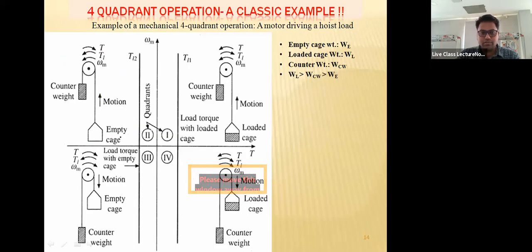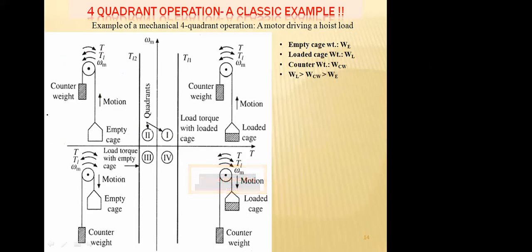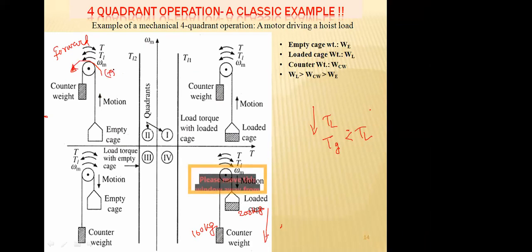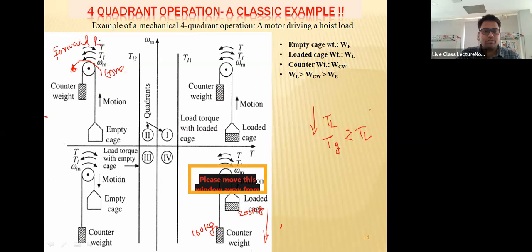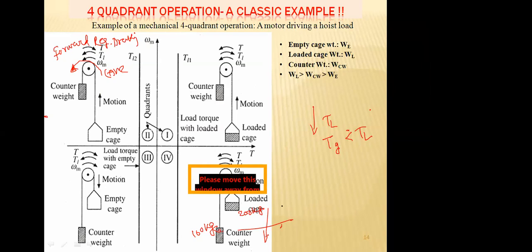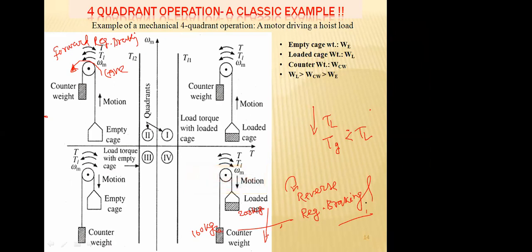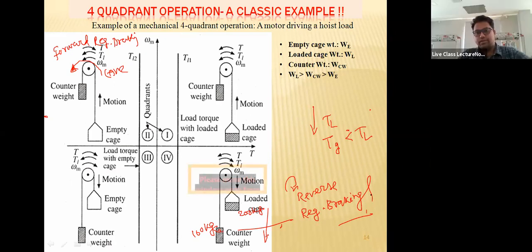But the speed is negative, so we will call it reverse. In the earlier case, this was forward, because the speed was anti-clockwise, so it was positive speed. So it was forward regenerative braking. And in this case, the speed is clockwise, so it is reverse, and power is negative. So reverse regenerative braking. Is it clear? Any doubts from anyone?